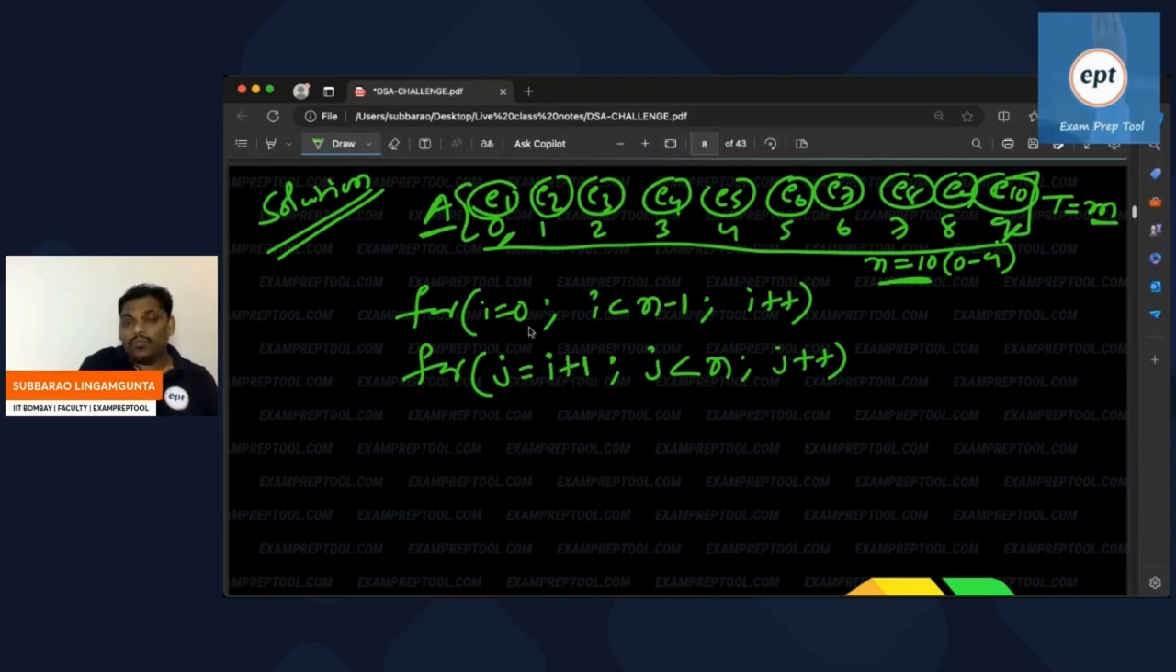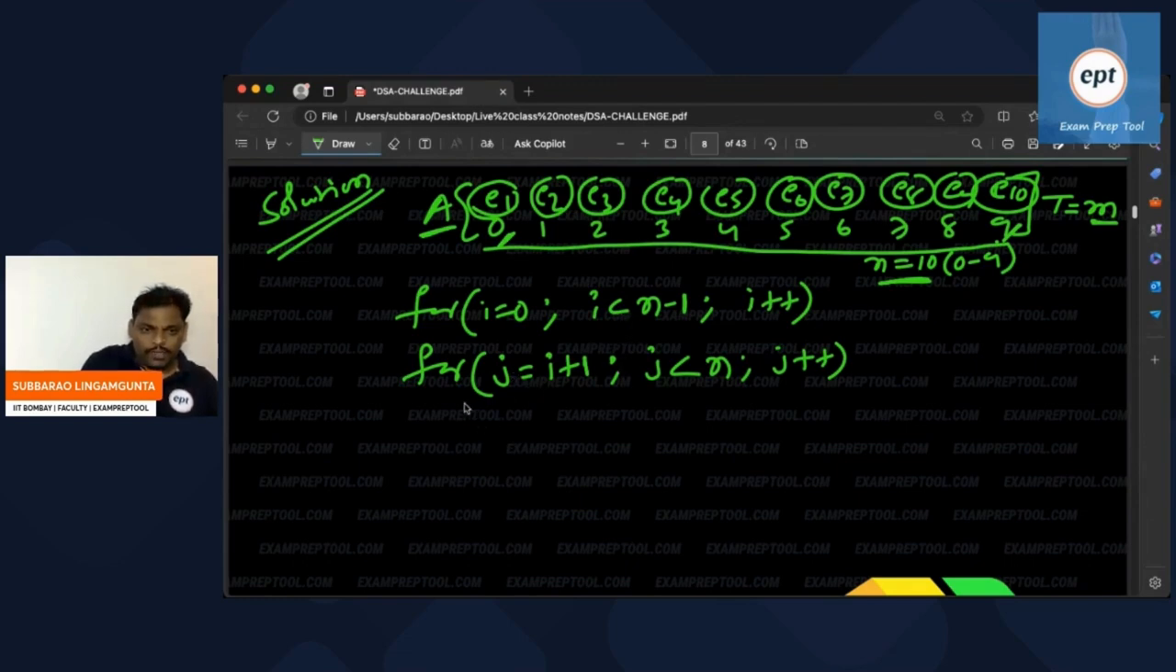If i value is 5, j value will start from 6. If i value is 8, j will start from 9. So i value 9 is not possible because n value is 10, 10 minus 1 is 9, i less than 9. So i loop will go 0 to 8 only. Right? So I think everyone is fine now.